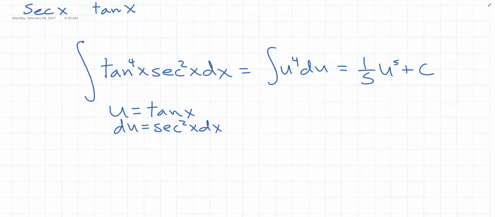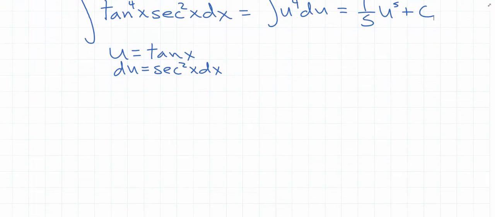Does everybody see that? So what you're doing is, just like with sine and cosine, how they're related with their derivatives, tangent and secant have a relationship too. Now, let me look at this one. Let's suppose that we have secant squared x tangent.